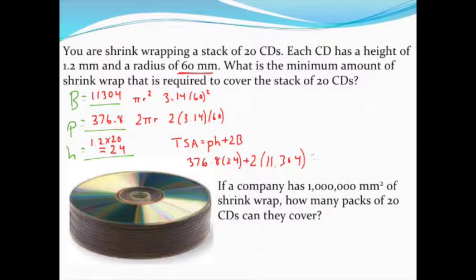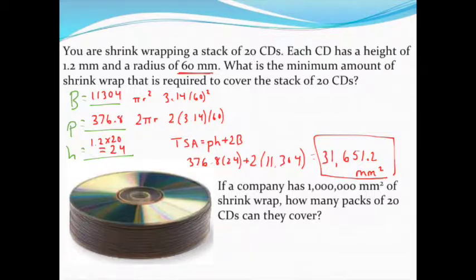And once I grab a calculator to do that calculation, I come up with a total surface area for one stack of CDs to be approximately 31,651.2 square millimeters. So that's the minimum amount of shrink wrap I would need to wrap one stack of 20 CDs. Now the question below says, well, suppose we have 1,000,000 square millimeters of shrink wrap to use. How many packs of 20 can we make?